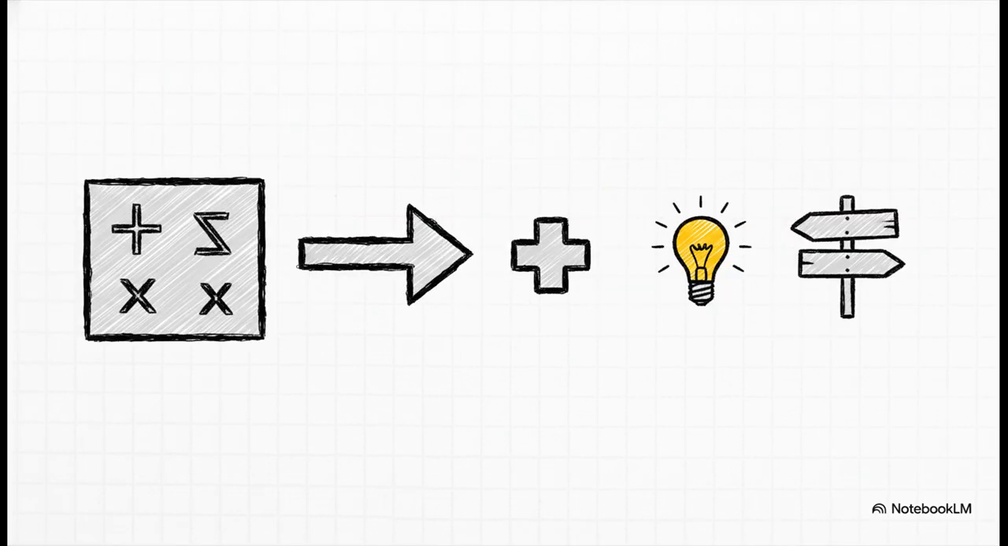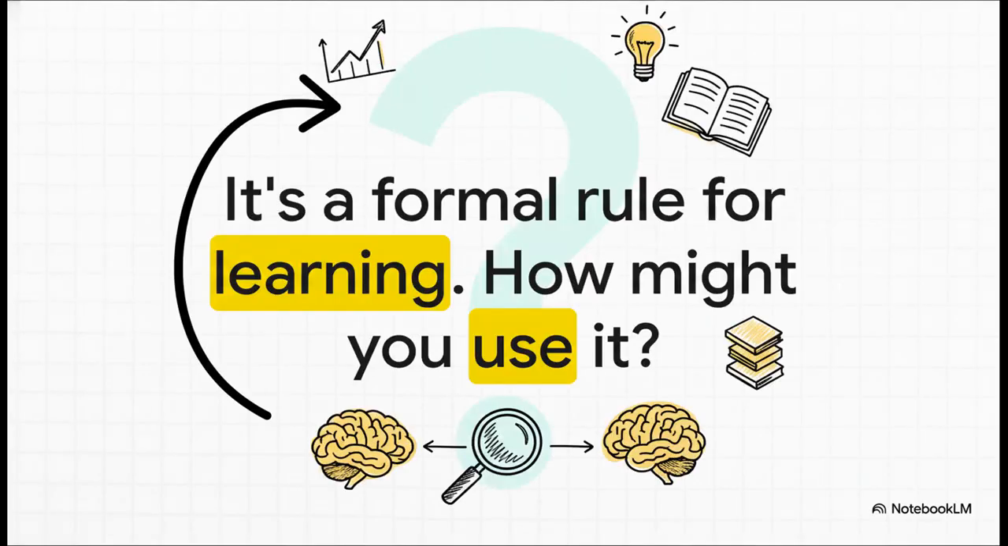So, it's pretty clear, right? Bayes' theorem is way more than just a math equation. What it really is, is a formal rule for how to learn from the world around you. It's a structured way to change your mind when you see new facts, a process for weighing what you thought you knew against what the evidence is telling you now. So, the big question I want to leave you with isn't about spam filters or medical tests. It's about you. How might you use this way of thinking?